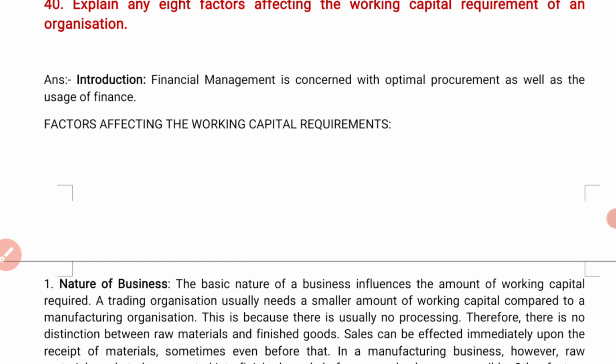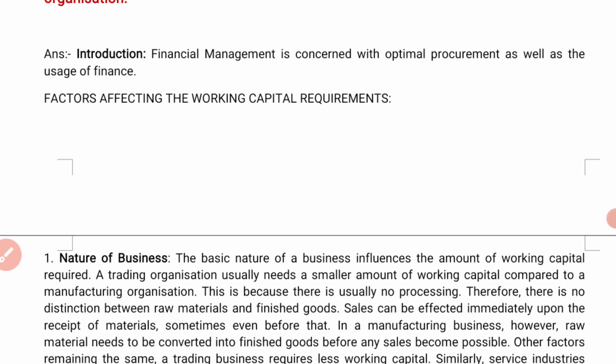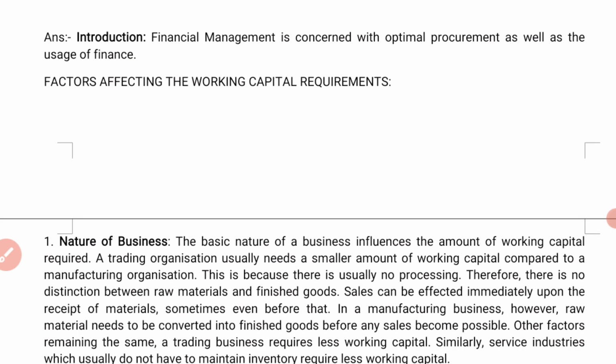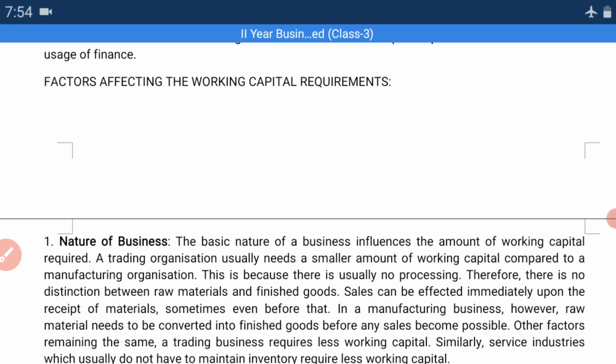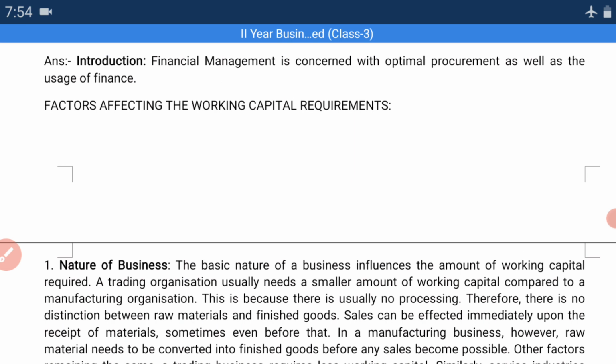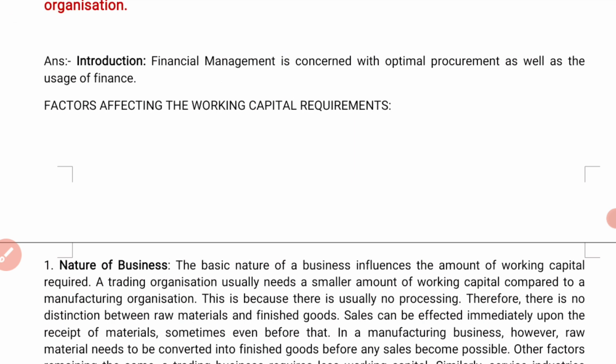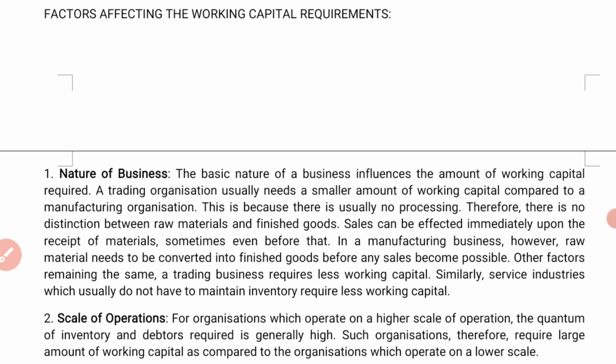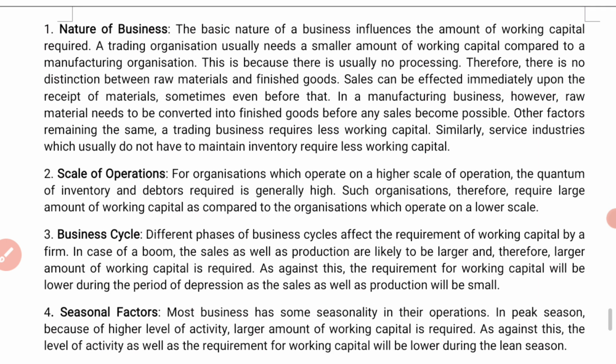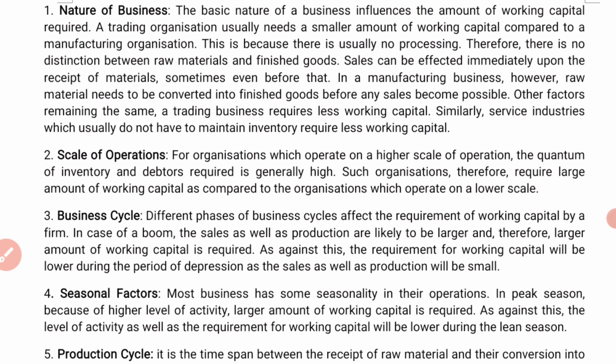Financial management is concerned with optimal procurement as well as the usage of finance. Yes, financial management is concerned with the optimal utilization of finance. Some of the factors affecting the working capital requirements: first one, nature of business. The basic nature of business influences the amount of working capital required.